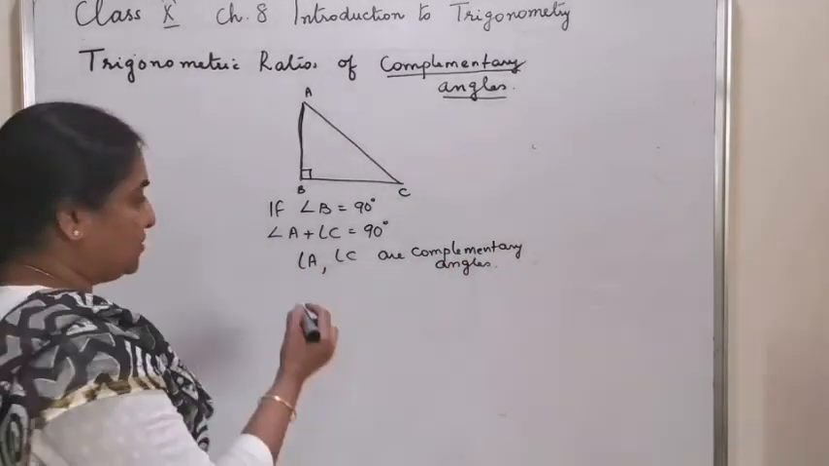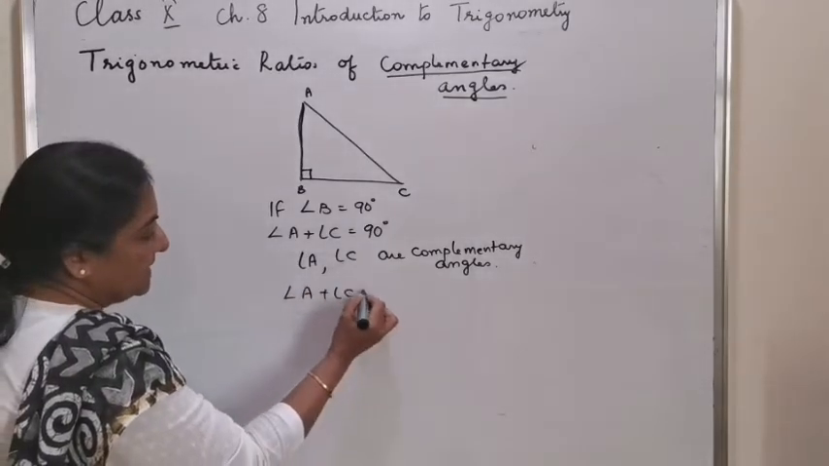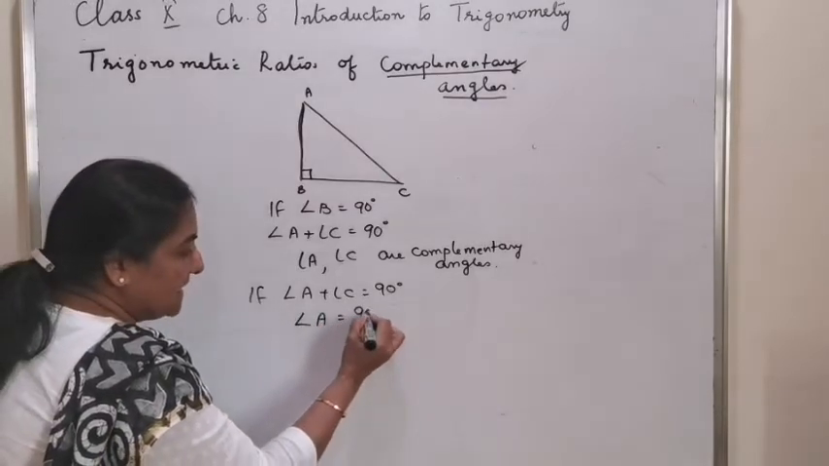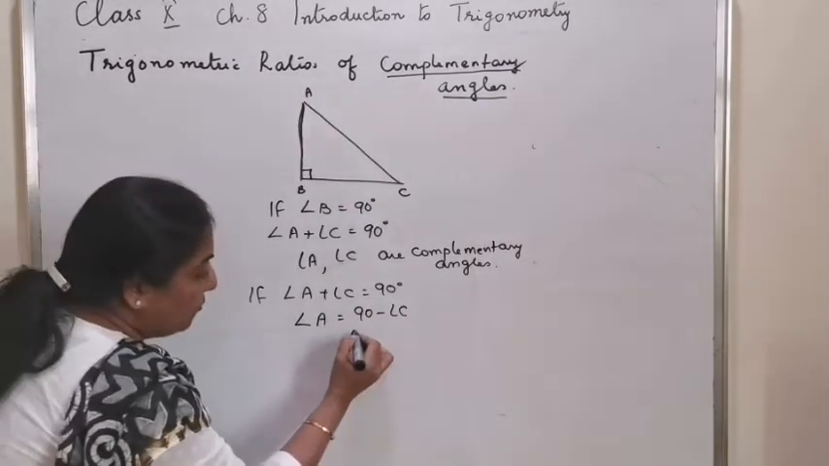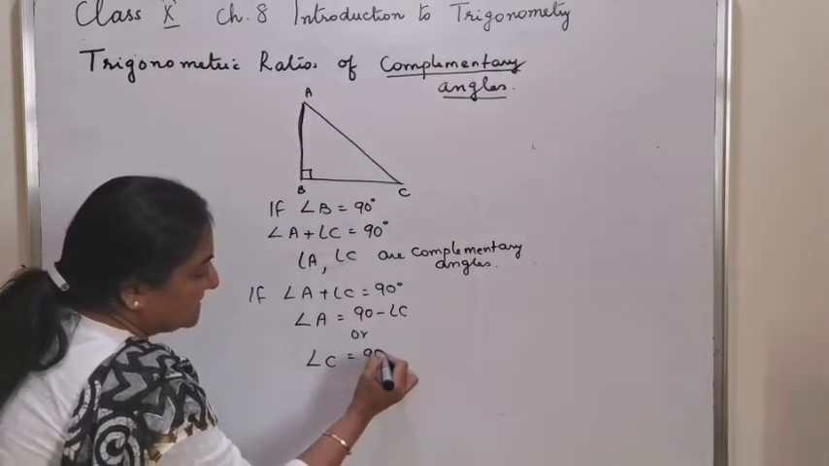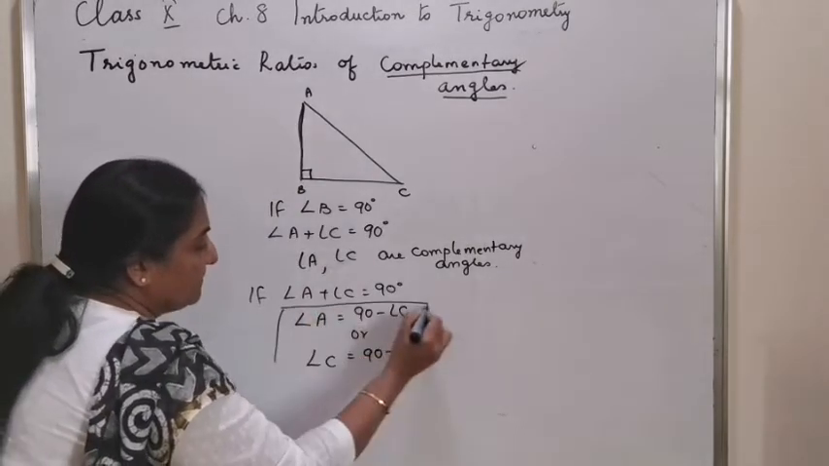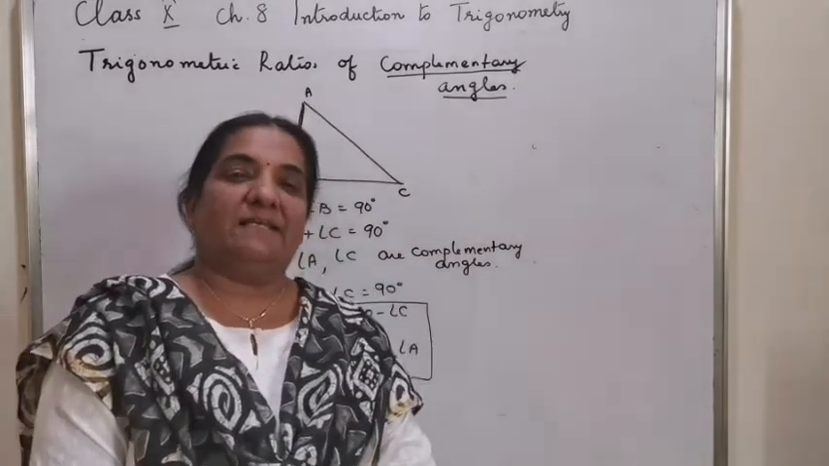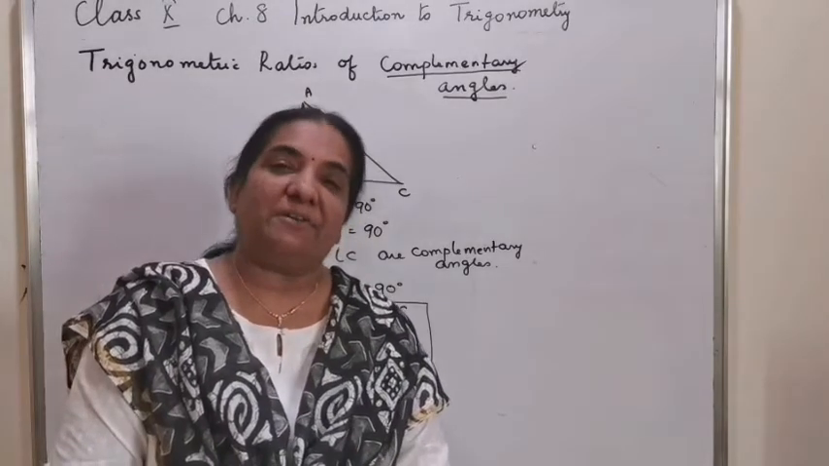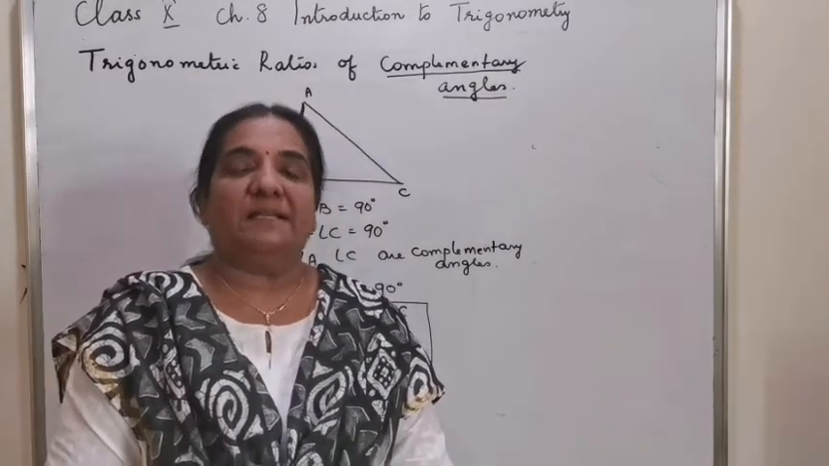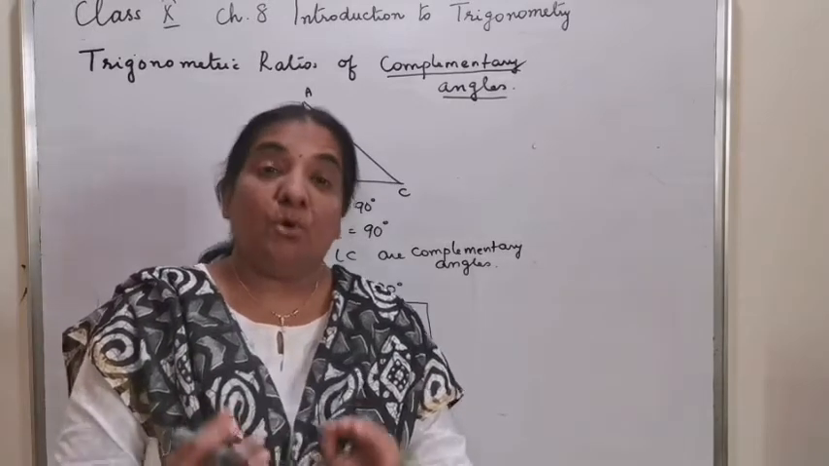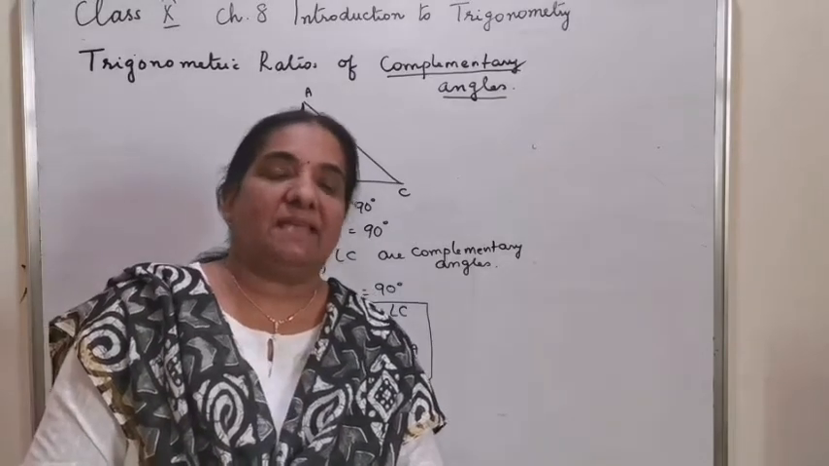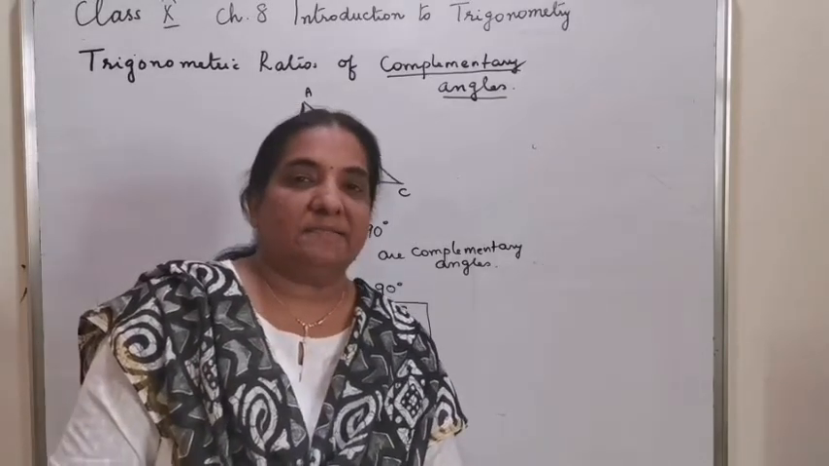So, by definition, if angle A plus angle C is 90 degrees, angle A is the same as 90 minus angle C, or angle C is the same as 90 minus angle A. You can see the application of these complementary angles and how the trigonometric ratios of complementary angles are related to each other, or what trigonometric ratios are equal to each other in case of complementary angles.